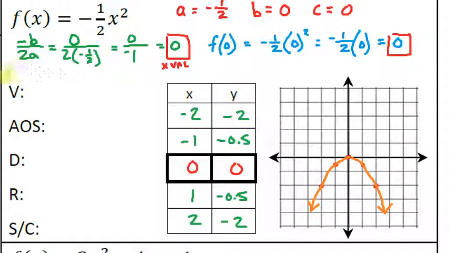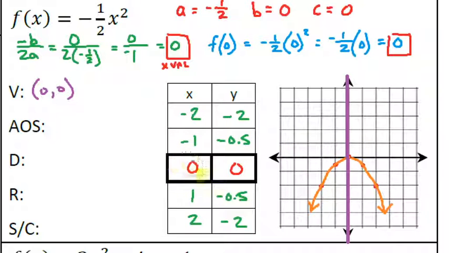What is our vertex? We found that. That was 0, 0. What's our axis of symmetry? Well, it goes right through the y-axis. Let's try it like this. There's our axis of symmetry.